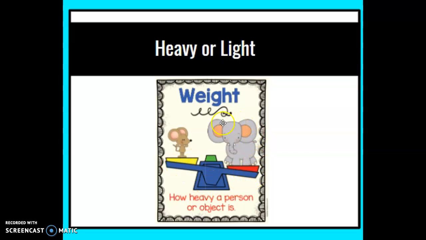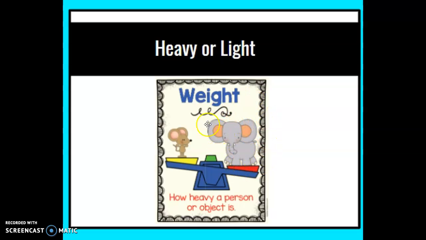And when we look here, there's a picture of an elephant and there's a picture of a mouse. And when we want to talk about weight, we think of the words heavy and light. Which animal is heavy? Heavy means weighs more. Think about it. Which animal would weigh more, the mouse or the elephant? I know that's an easy one. That's an elephant. I could not pick up an elephant unless it was a stuffed animal or a toy.